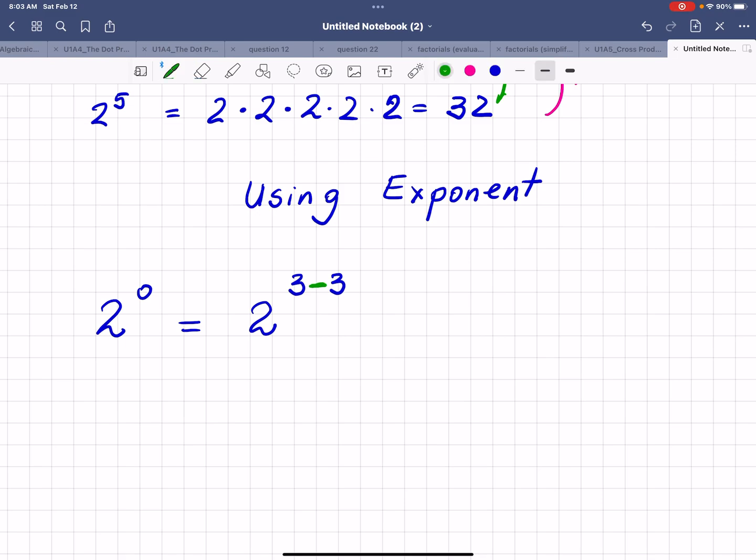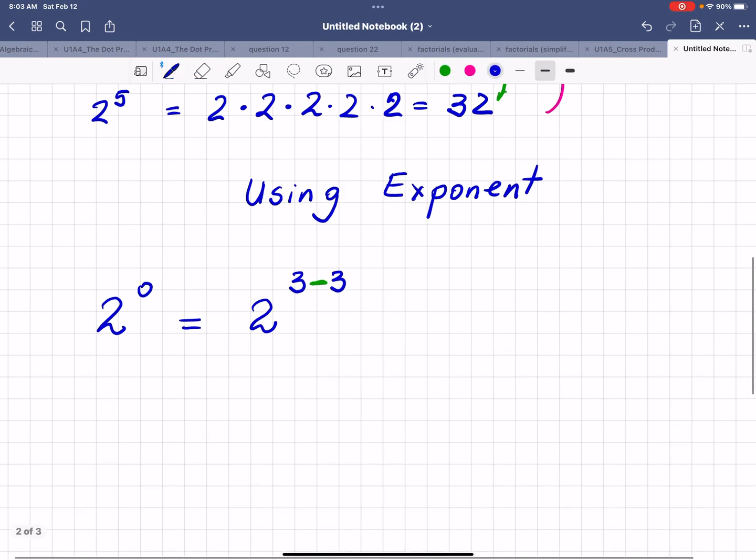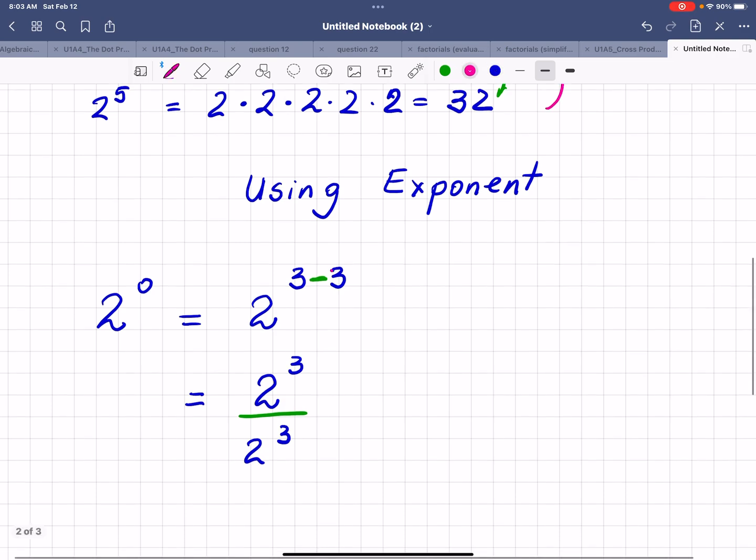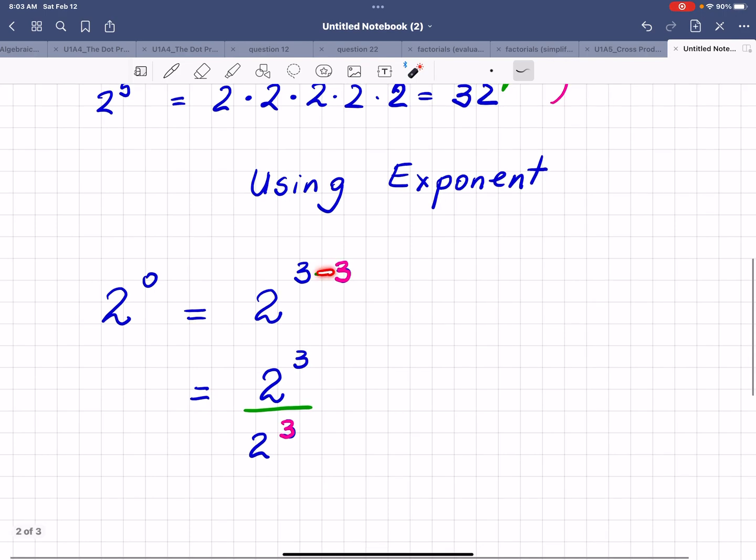And remember that we subtract exponents when we divide them, which means that this can be written as 2 to the power of 3 divided by 2 to the power of 3, which means that because of the negative power, we're bringing that negative power down here and make it a positive. So this 3 you see here is down here. And because of the minus, that's why we have a fraction now.